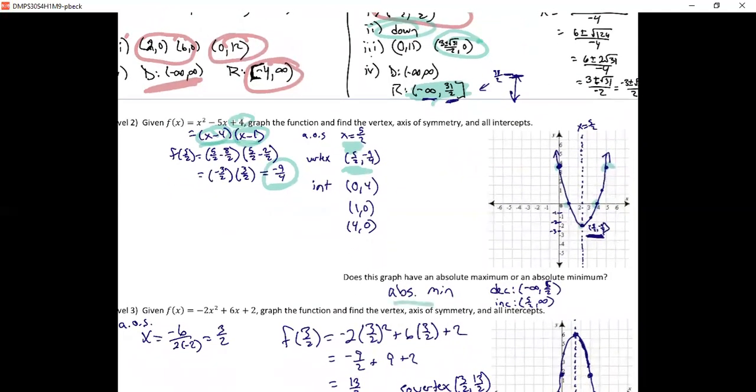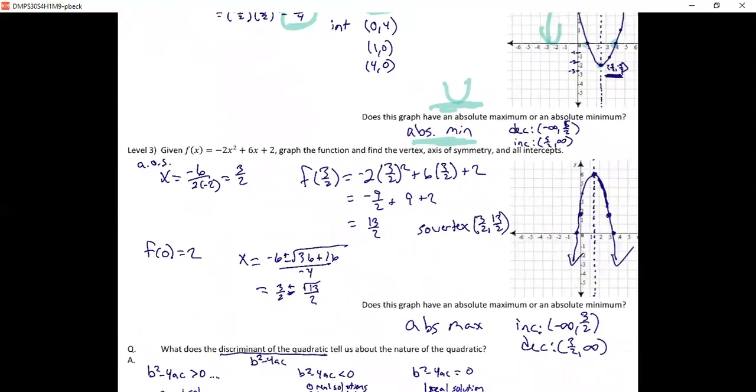Now, does this have an absolute max or an absolute min? Because this opens up, it's going to have an absolute min. And something that I added to this is that on the interval from -infinity to 5/2, our y value gets smaller, and from 5/2 on, our y value gets larger. So we decrease, then we increase.